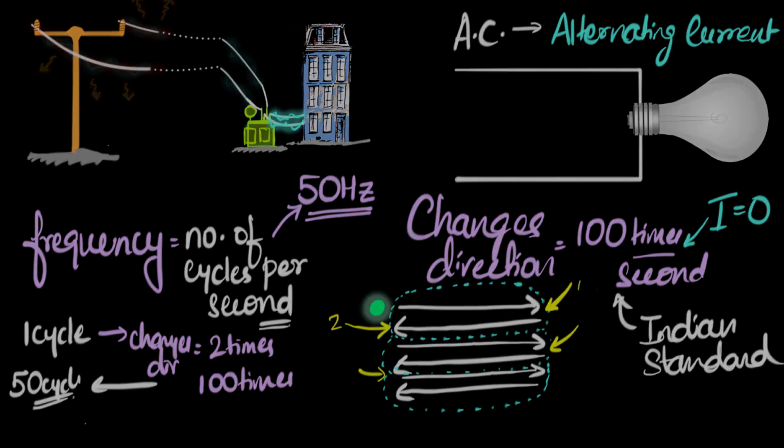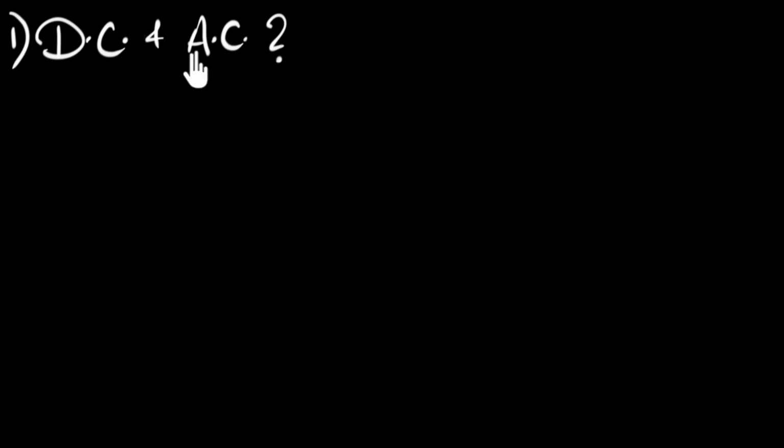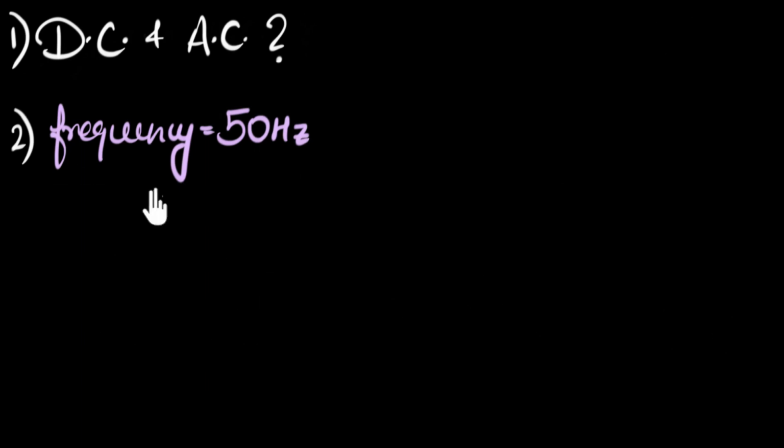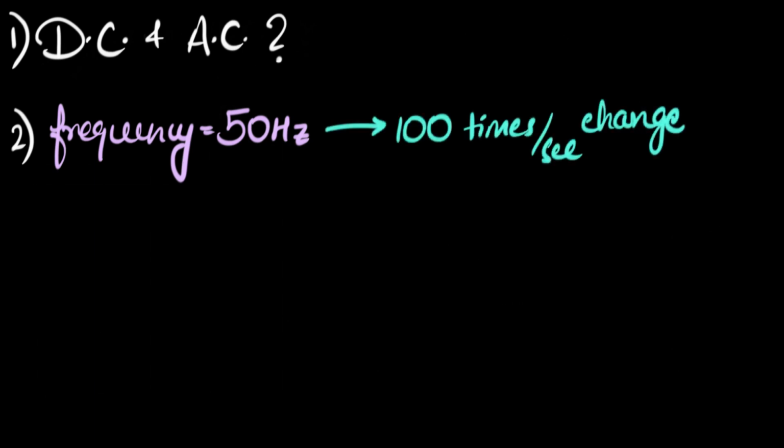So let's see if we can go ahead and summarize and recall what we learned. First thing, can you recall what AC and DC stand for and what exactly they are? What's the difference between them? Secondly, what is the meaning of the word frequency? What does it mean to say frequency is 50 Hertz? Can you, more importantly, explain why? If frequency is 50 Hertz, that means that the current is changing its direction 100 times per second.